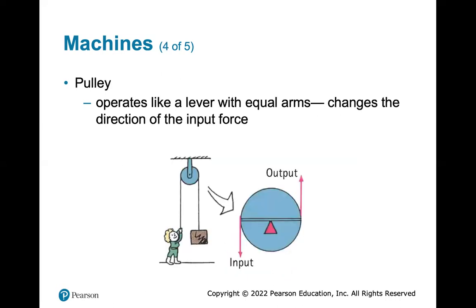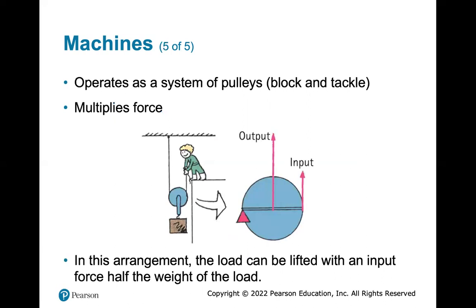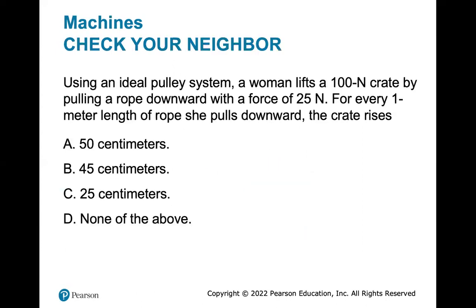Okay. A pulley operates like a lever with equal arms. It changes the direction of the input force, but then it can operate as a system of pulleys, block and tackle. It multiplies the force. In this arrangement, the load can be lifted with an input force half the weight of the load. So it does reduce it. Okay. Using an ideal pulley system, a woman lifts a 100 Newton crate by pulling a rope downward with a force of 25 newtons. So you can see a 4-to-1 ratio there. 100 Newton crate, 25 newtons of force.